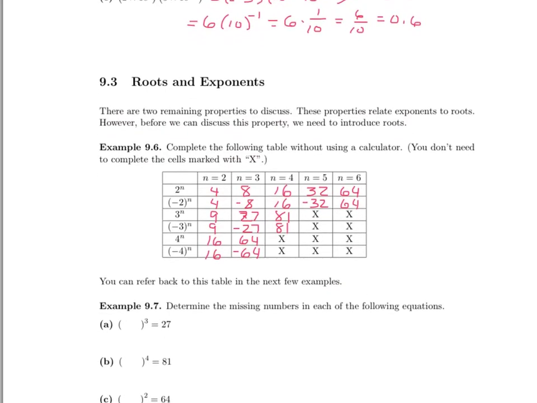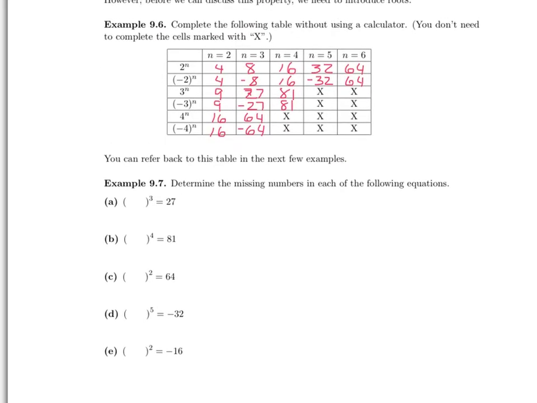So let's go ahead and look at example 9.7. Determine the missing numbers in each of the following equations. So let's look at part A. Try to determine what number cubed would give you 27. In other words, what number multiplied by itself 3 times would give you 27. Well, there's only one such number that can do this, and that would be a 3. So that number sitting in there must be a 3. Go ahead and pause this recording and work through parts B, C, D, and E, and then continue playing the recording to check your answers.